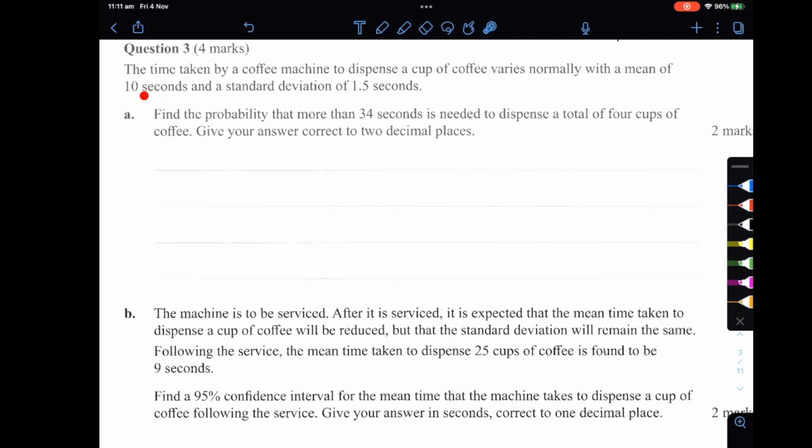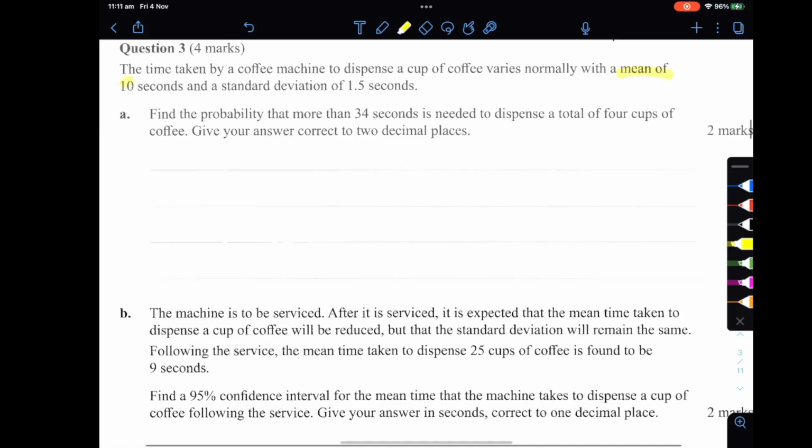varies normally with mean of 10 and standard deviation of 5. Find the probability that more than 34 seconds is needed to dispense a total of 4 cups of coffee. Okay, and we need to give our answer to 2 decimal places.